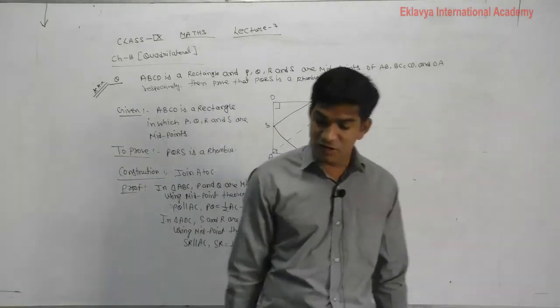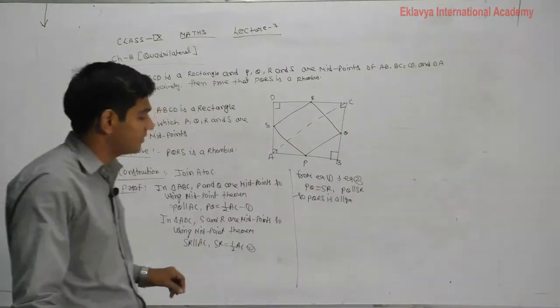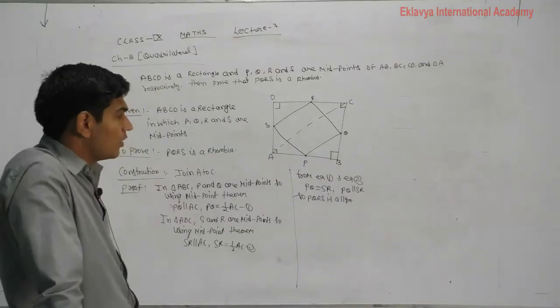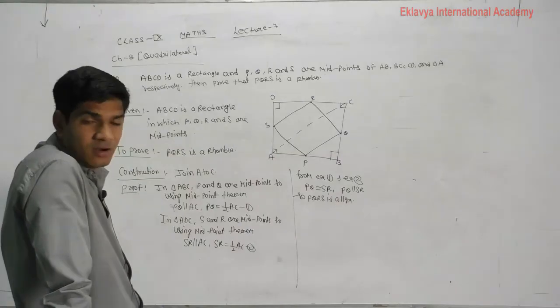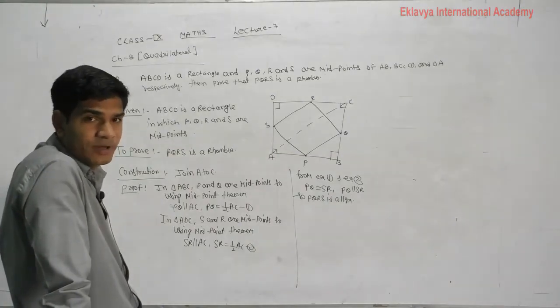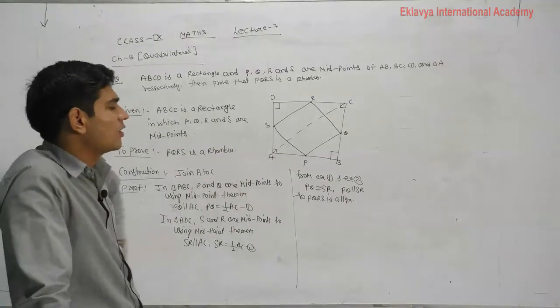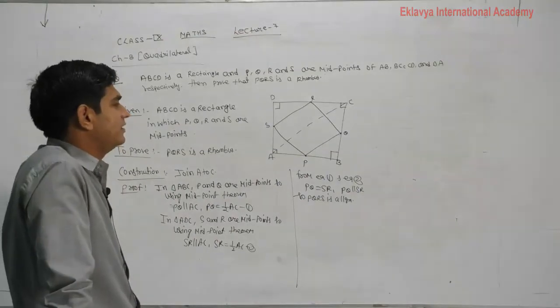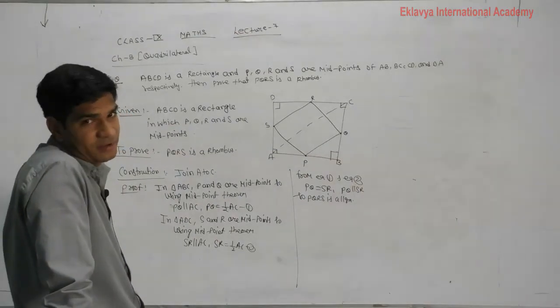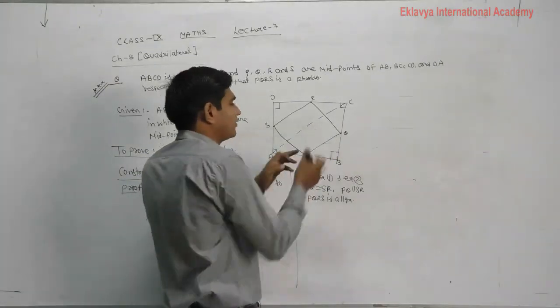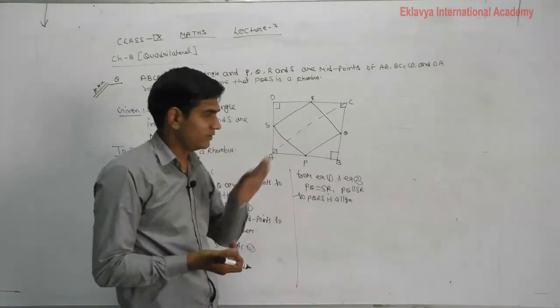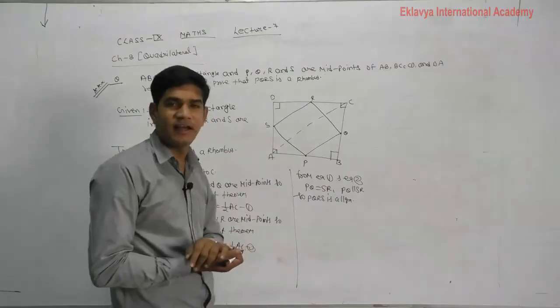Now here we want to prove that PQRS is the rhombus. So how does the parallelogram become the rhombus? Parallelogram, how does it convert into the rhombus? If in a parallelogram we prove that their adjacent sides are equal, meaning we want to prove here SP is equal to PQ, then PQRS is the rhombus.